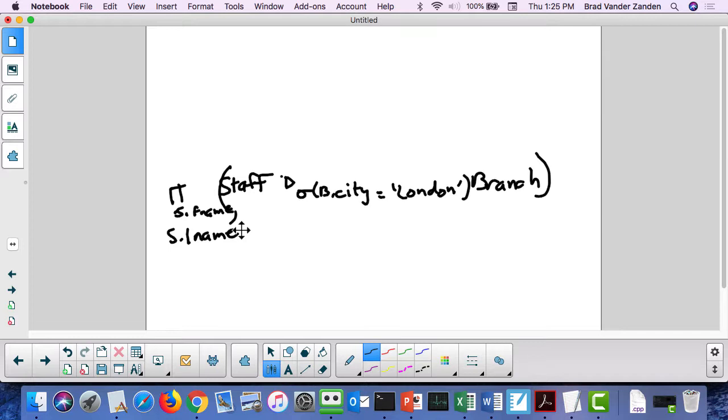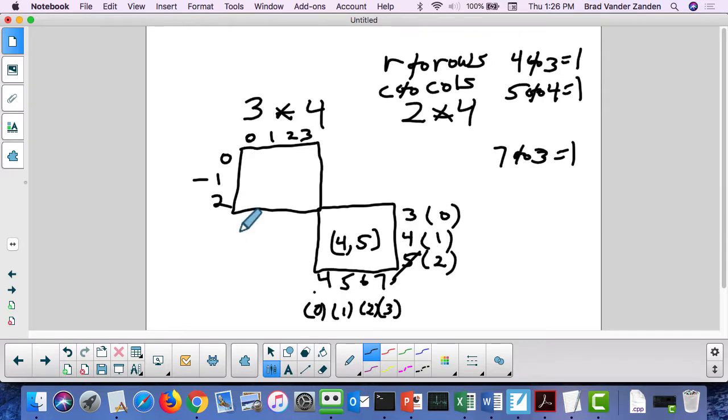In the homework assignment, you are also asked sometimes to give the equivalent relational algebra expression for a relational calculus query or vice versa. So if you are asked to give the equivalent relational algebra query for that relational calculus query, you're seeing it right there. Okay? That is a semijoin.